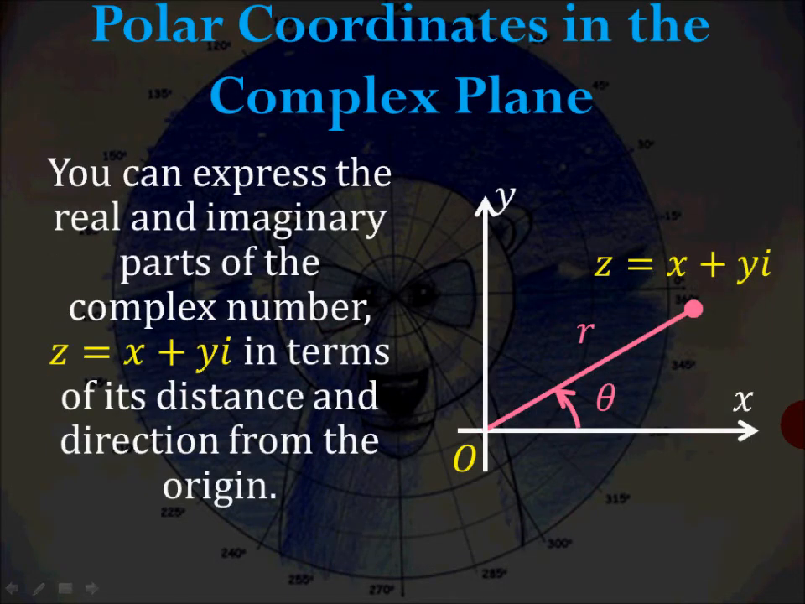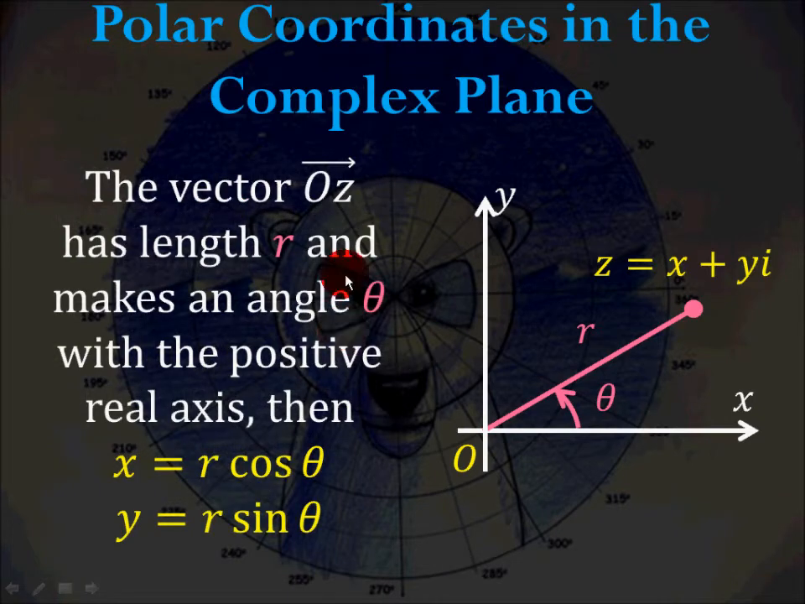You can express the real and imaginary parts of the complex number z equals x plus yi in terms of its distance and direction from the origin. So basically we're going to convert this from rectangular coordinates to polar coordinates. The vector Oz, which is basically from here to point z, has a length r and it also makes an angle with the positive real axis. So this was the polar axis. This is the initial side when we did angles in the coordinate plane. So you can represent point z this way: x equals r cosine theta, y equals r sine theta.